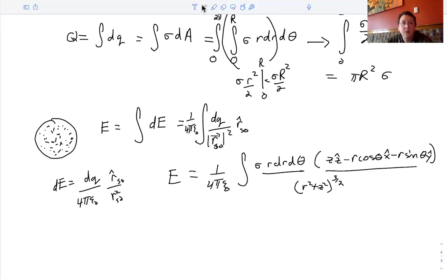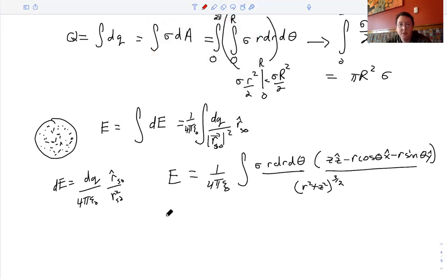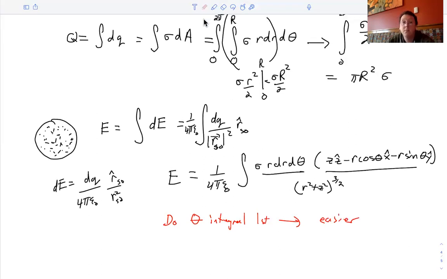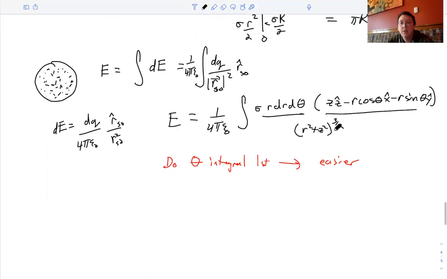We're going to change color to show you what's a choice. You didn't have to do this, but we're going to do the theta integral first, because it's easier. You don't have to, but if you don't, you're going to make your life a little harder. Okay. If you do that, like with the ring example, these are both going to integrate to 0, doing the angle integral first.